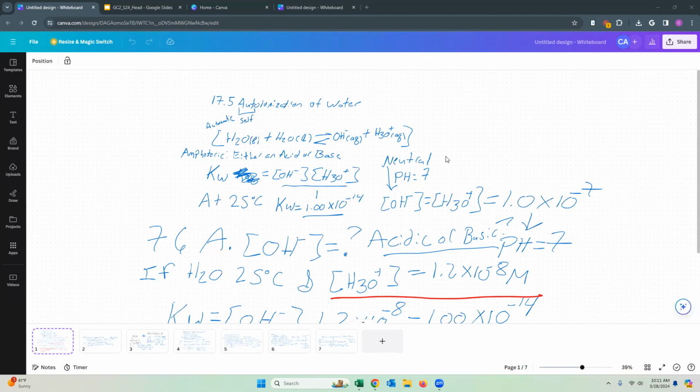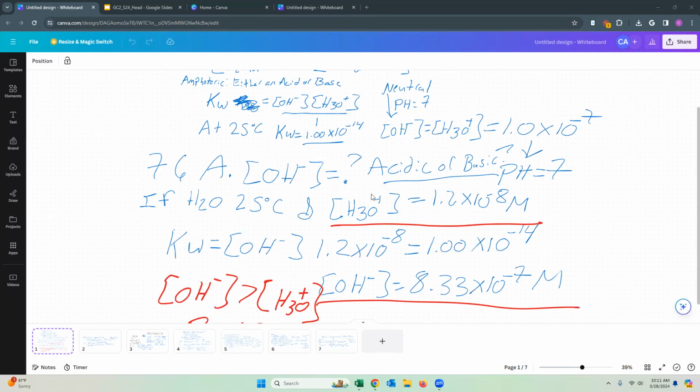Because if you are a neutral solution, the amount of OH minus is equal to the amount of H3O plus. And if it's 25, both of those have a concentration of 1.0 times 10 to the minus 7. Hence, pH of 7. When you do the pH of this number, you get 7.